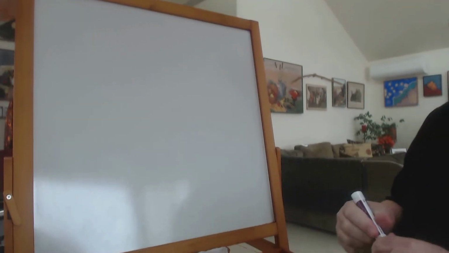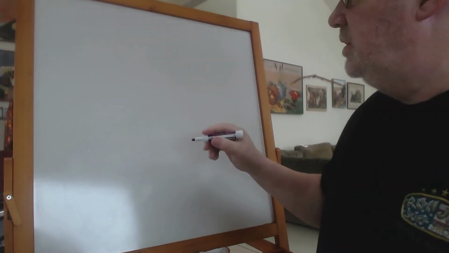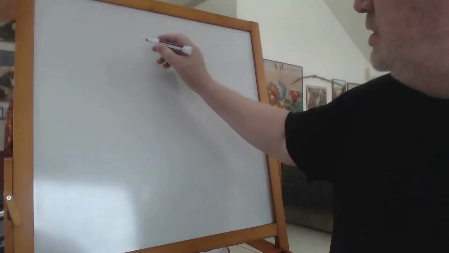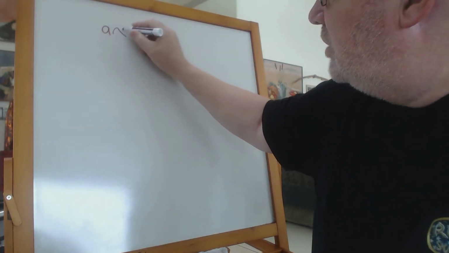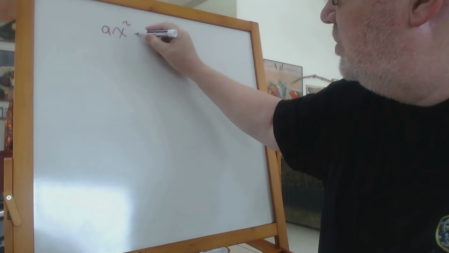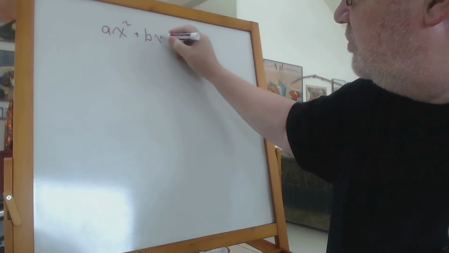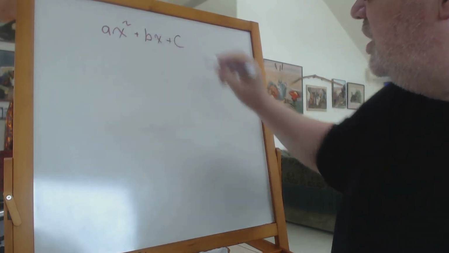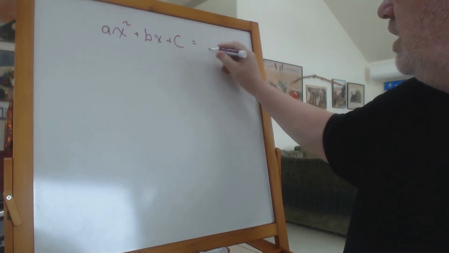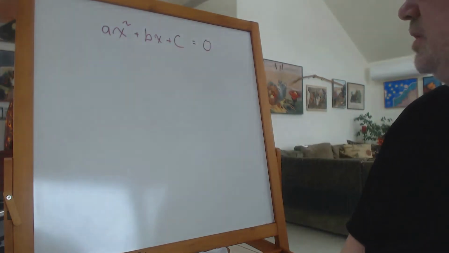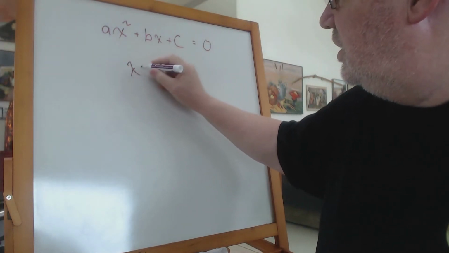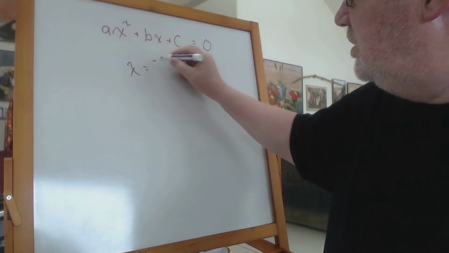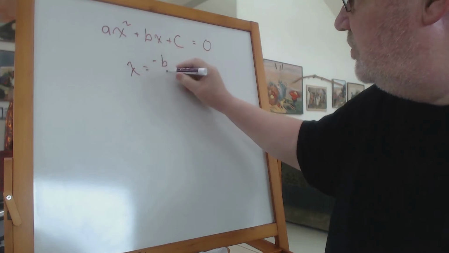Now, yesterday, I gave a general formula, ax squared plus bx plus c. That's a general quadratic form. And we gave the quadratic formula for the solution.